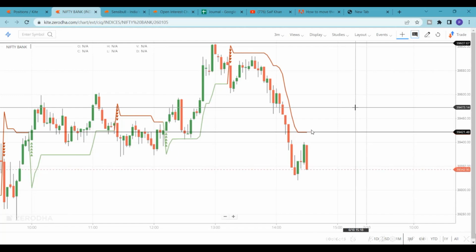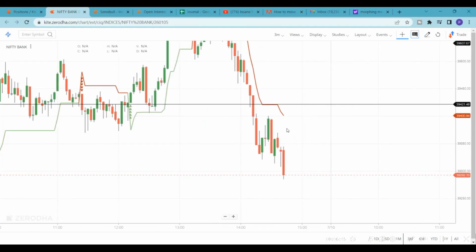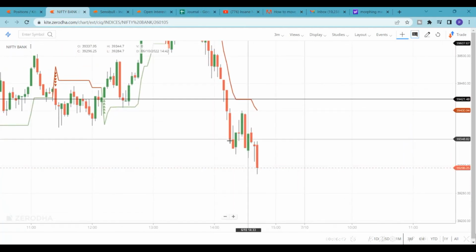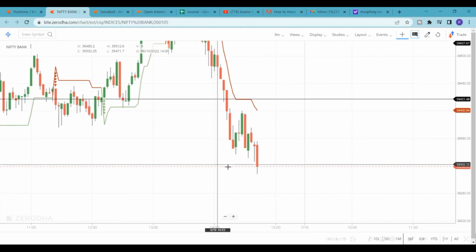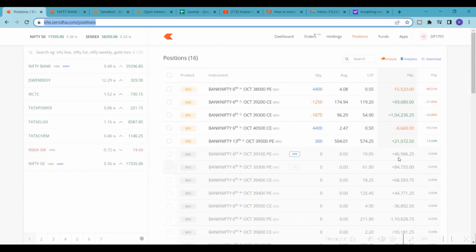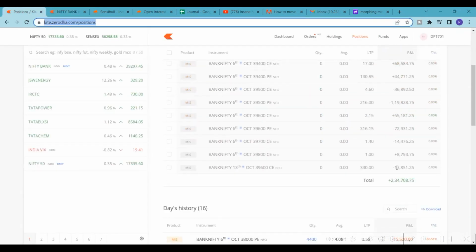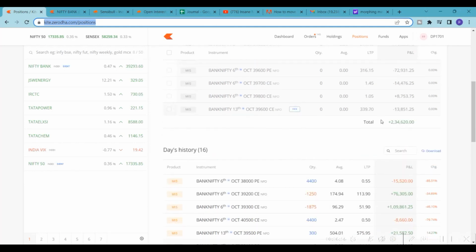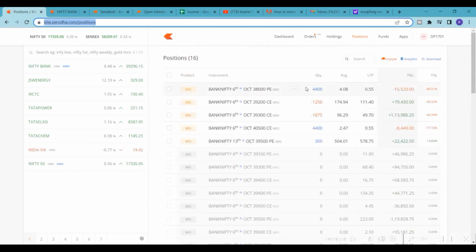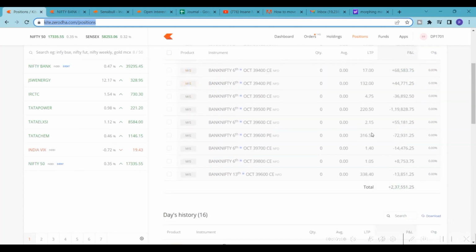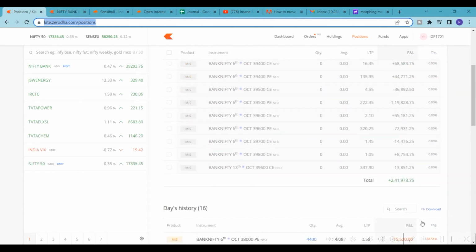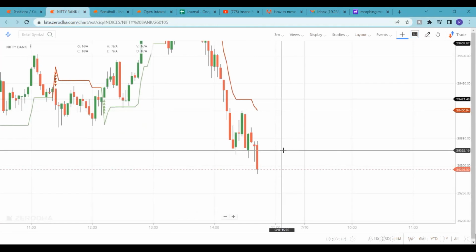In case Bank Nifty comes to this level, I had decided to quit my positions or at least go bullish based on the premiums and also the time availability. So this is what happened. Bank Nifty is still continuing to go down, and you can see that my positions as of now are in a good profit of 2,37,000, close to 2,40,000. This was how my positions were at around 2 o'clock, 2:30.